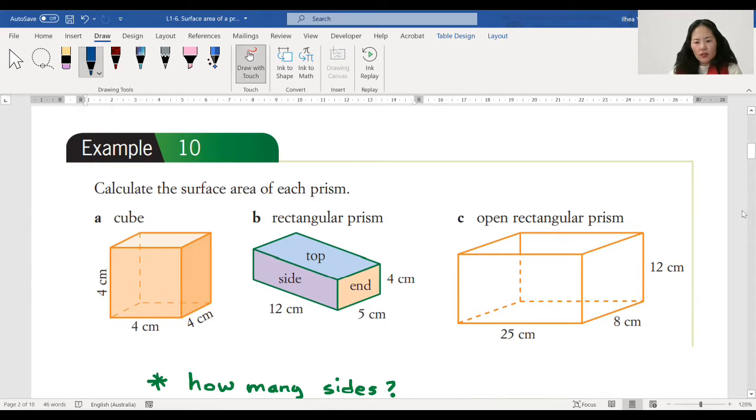There are three solids. Part A is cube. That means all the faces in this solid are square. They're all squares. And then part B is a rectangular prism. So this means all the faces it has are rectangles. And C is same as part B, the rectangular prism, but it says open. It means it's like a box, isn't it? But there's nothing on the top. So it's like an open box, if you like.